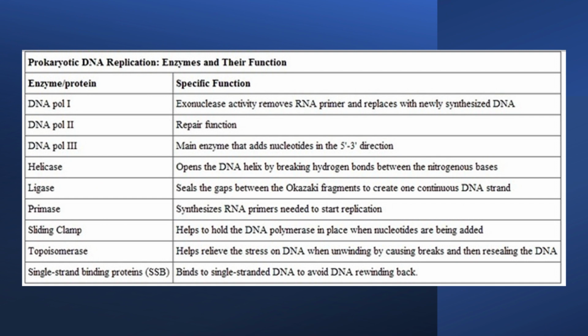During DNA replication, helicase unwinds the DNA strands. DNA polymerase builds new DNA strands using existing strands as templates. DNA ligase joins the newly synthesized DNA fragments. Exonuclease proofreads and corrects mistakes.